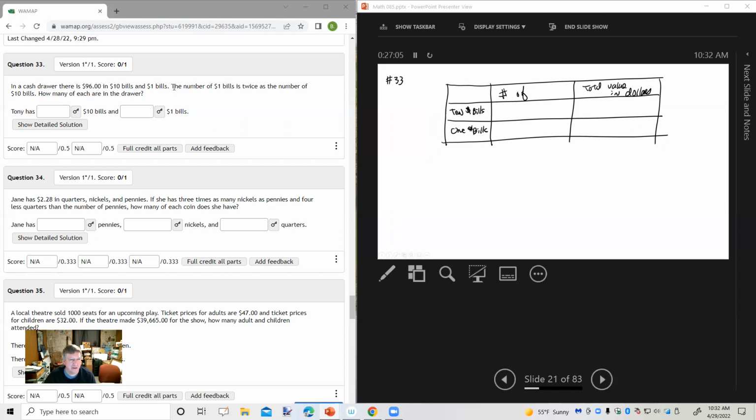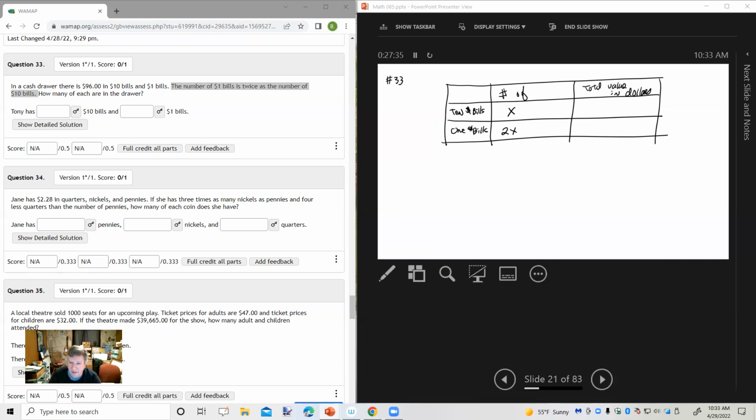So right there, in blue, that's our comparison statement. The $1 bills are being compared to the $10 bills. So we're going to let the $10 bills be our variable X. All right. So if there's X $10 bills and the number of $1 bills is twice that, it would be twice X. All right. Any questions so far?